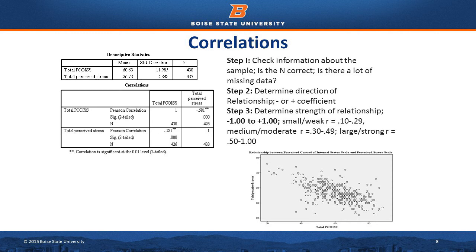Next, we want to determine the strength of the relationship. The correlation value is negative 0.581. Remembering the interpretation of our values, 0.581 indicates a large correlation between the two variables.